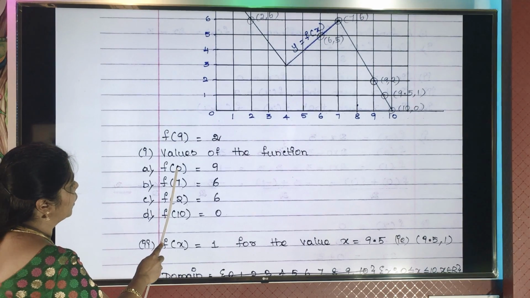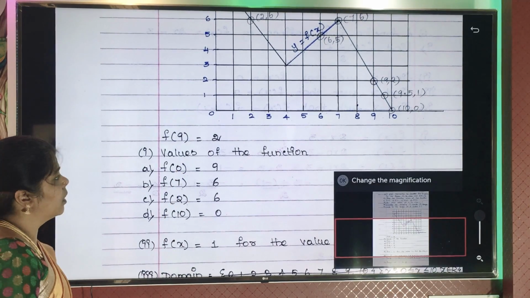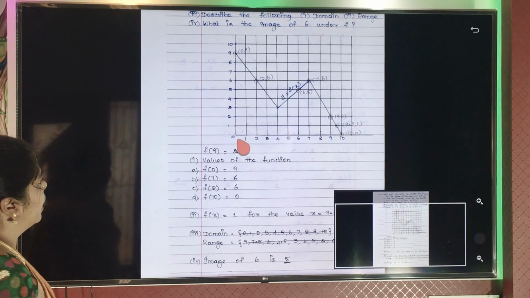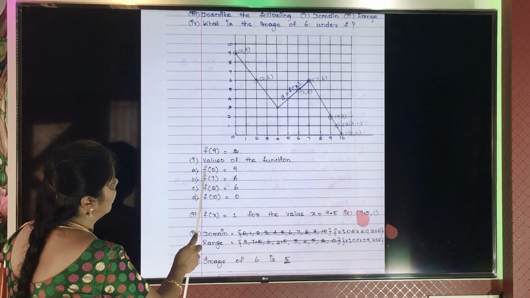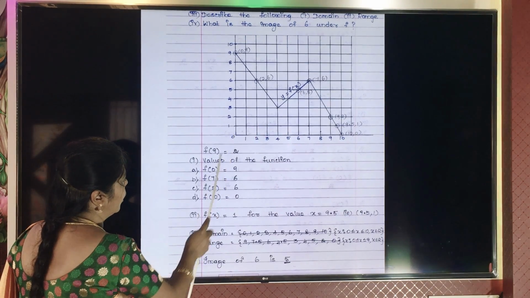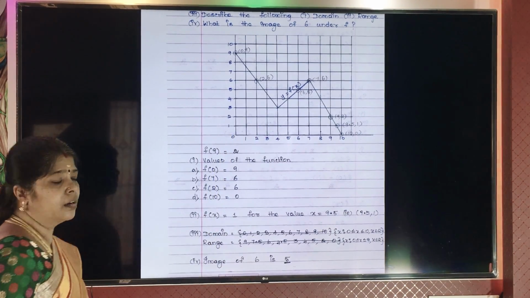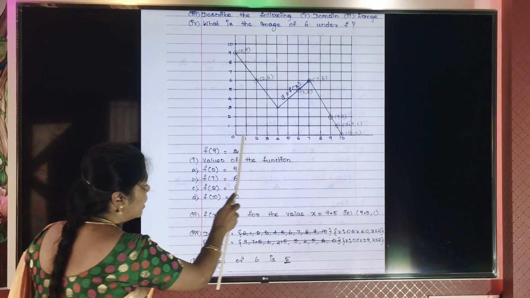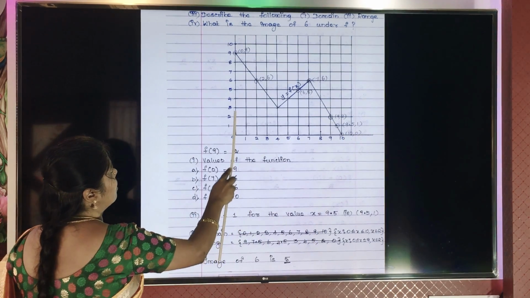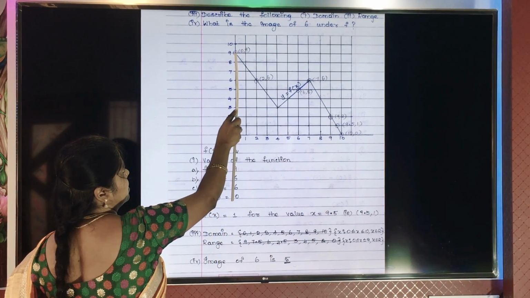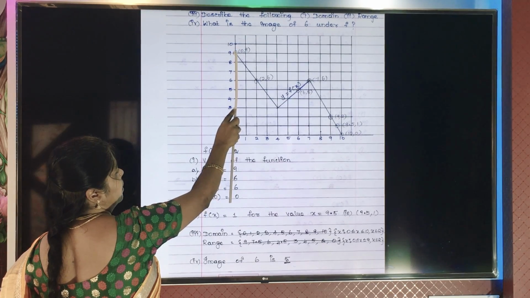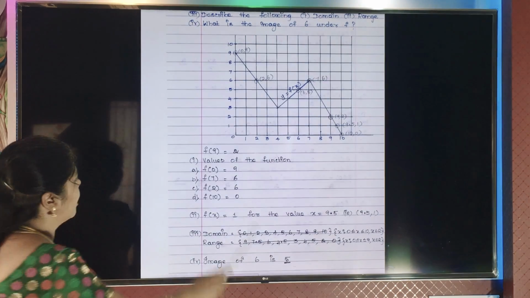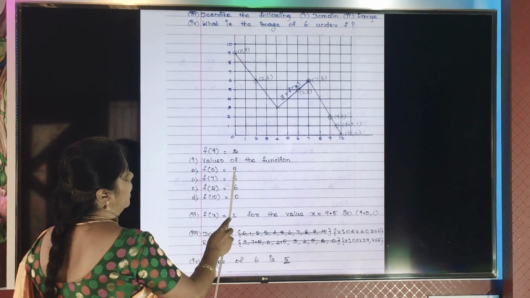F of 0. F of 0 means what? 0 you need to find in which axis? In the horizontal axis. So when 0 is in the horizontal axis, what is the corresponding value in the vertical axis? See here, where is the graph touching, at what number? 9. So f of 0 will be 9.